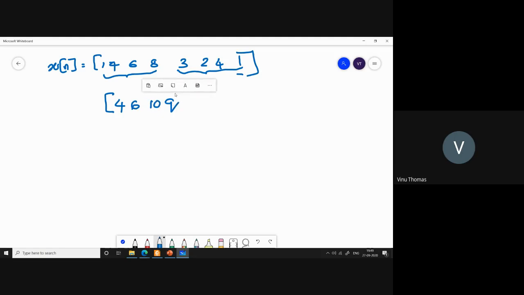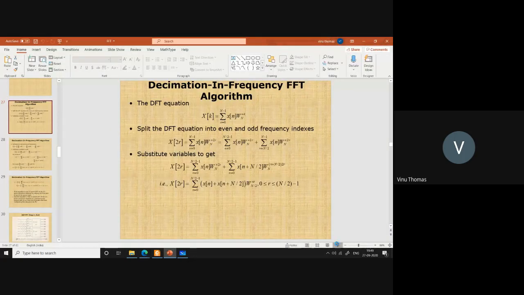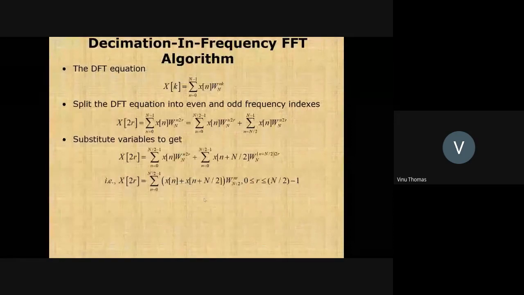So now you have a new input sequence, which has only 4 samples: 4, 6, 10, 9. It is obtained by adding the first half of the input signal to the second half of the input signal. So that is an N by 2 point sequence. Again, you see this expression x of n plus N by 2 is an N by 2 point sequence.